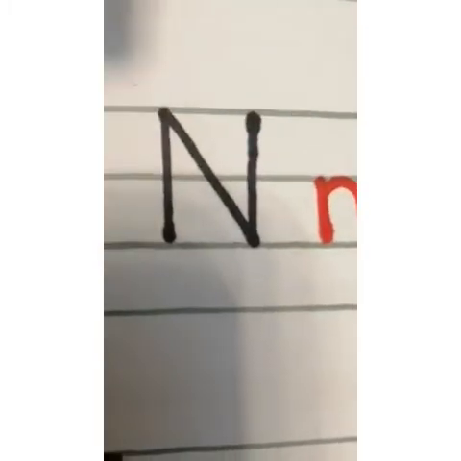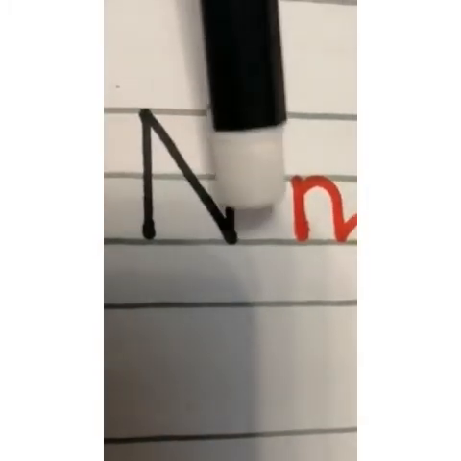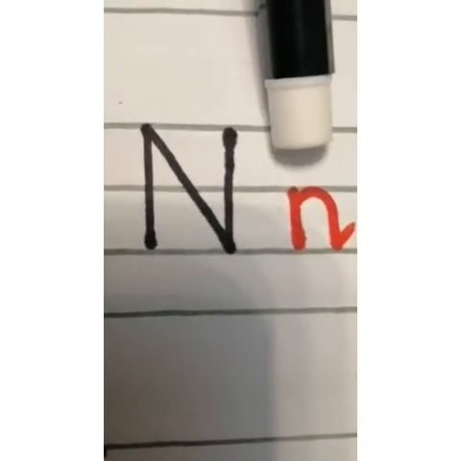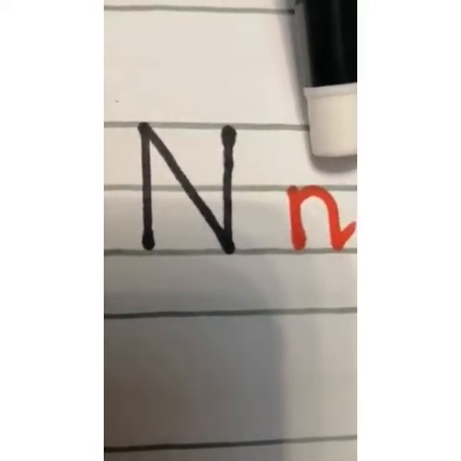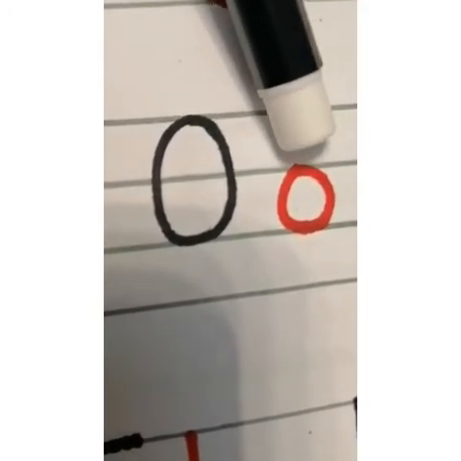Come straight down, now go back up and make a slant and go back up. N. For baby N, go down, come back up, jump, go down and kick. Make a C and close it up. O. For baby O, make a C and close it up on upper grass and lower grass line.